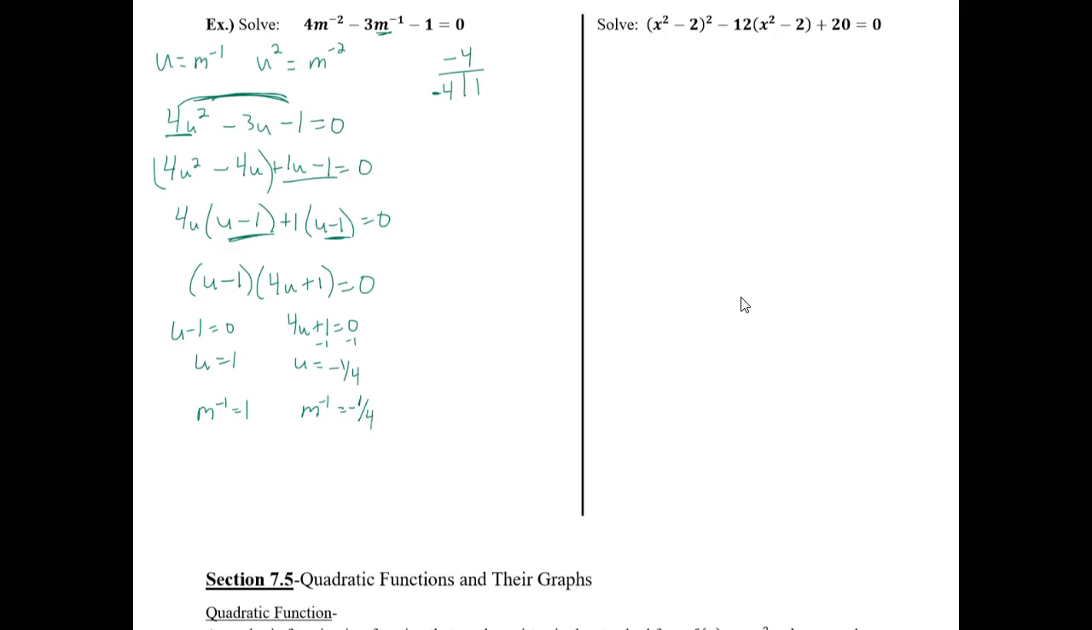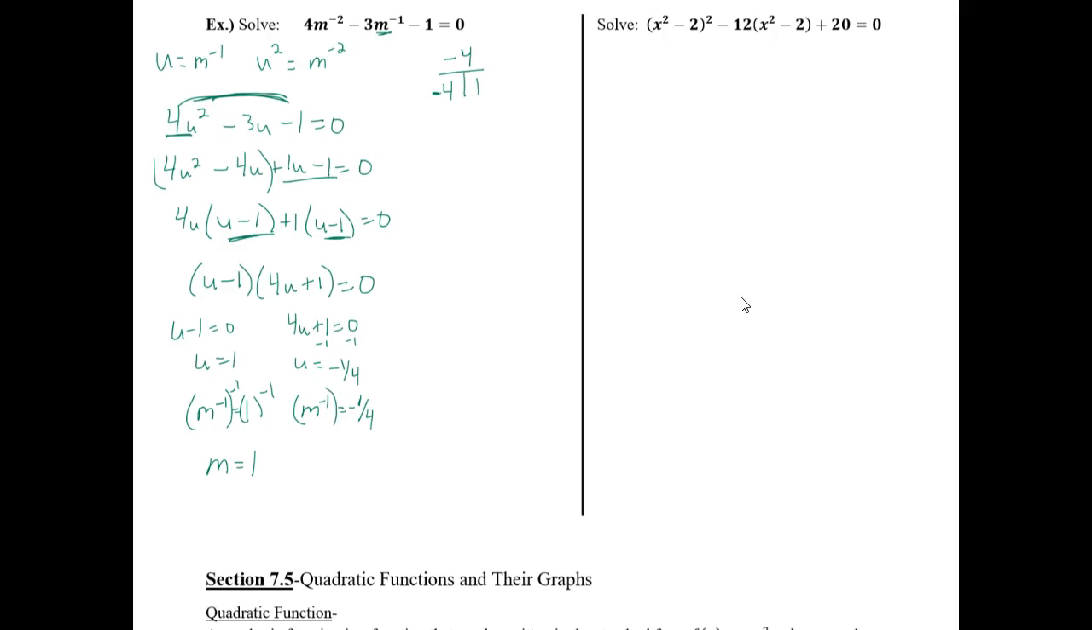Now, how do I get rid of a negative 1 power? Well, I don't want m to the negative 1. I want m to the positive 1. So I could just take the negative 1 power of both sides, right? Because negative 1 times negative 1 would give me positive 1. So that's just m now. And negative 1 power takes the reciprocal, but the reciprocal of 1 is just 1.